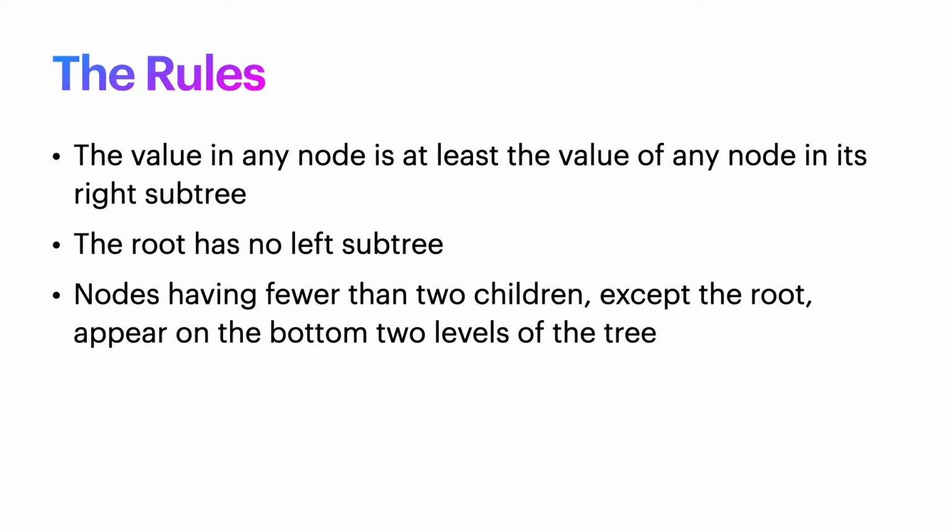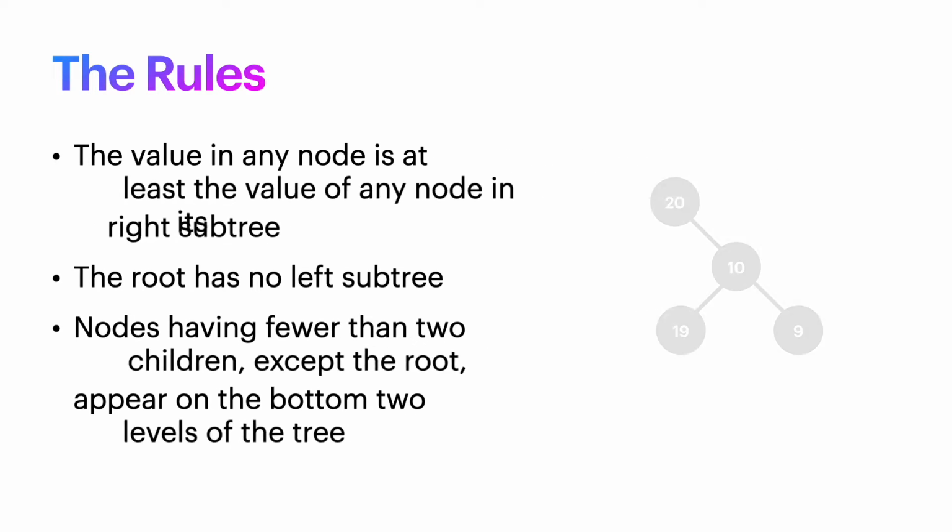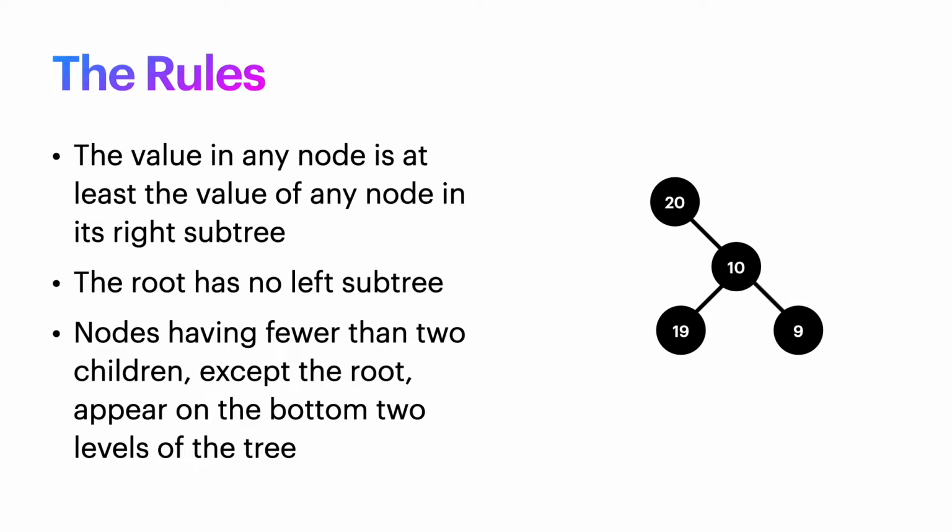If you're anything like me, it's probably a little hard to visualize what a weak heap looks like, so let's bring in an actual representation of it and walk through these rules one by one. The first rule guarantees that a given node will always be greater than or equal to all of its right children. So in this case, the head node, which has a value of 20, is greater than all three of its children, so the 10, the 19, and the 9.